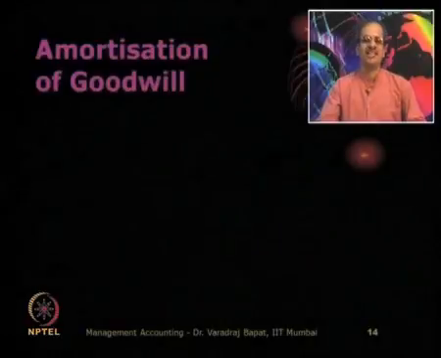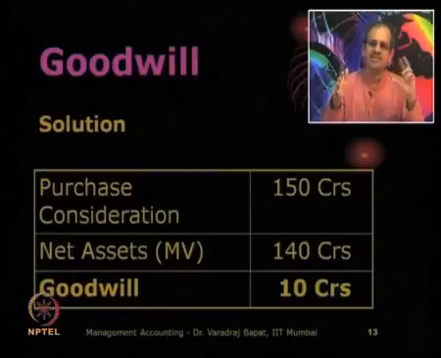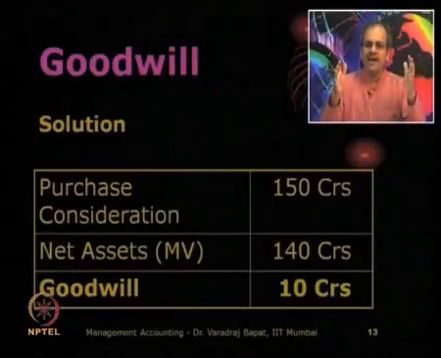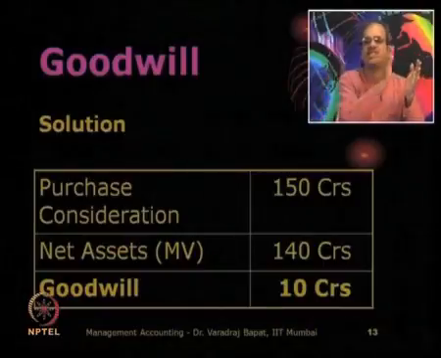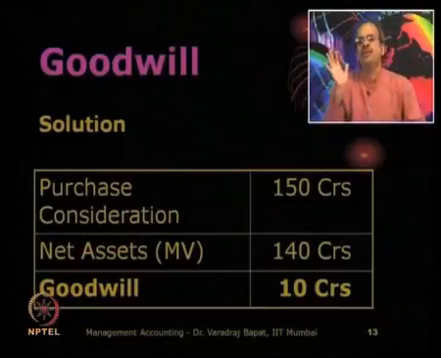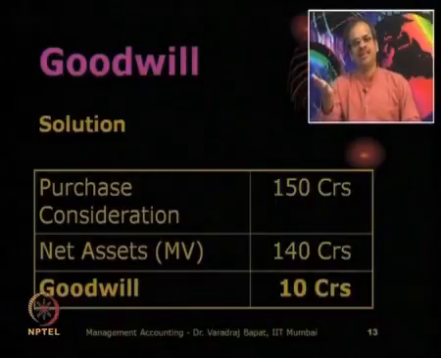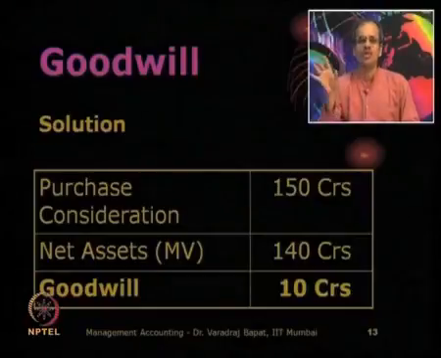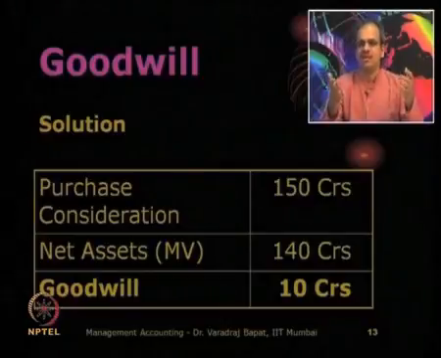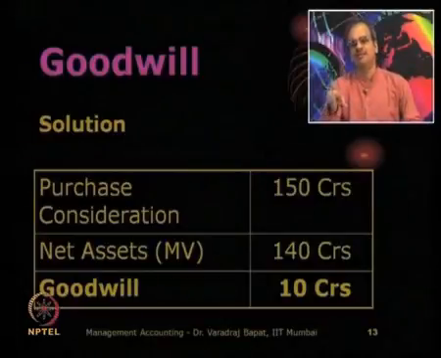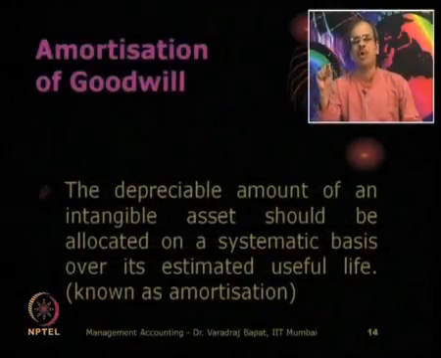Now, about amortization. In this case you have seen that A has purchased the business of B, and when it purchased it paid 10 crore more, which is shown in the balance sheet of A as goodwill. Now, can you show this goodwill forever in the balance sheet of the business? The answer is no. Just as you write off all other assets through depreciation, you will also have to write off goodwill. This process of writing off goodwill is known as amortization.